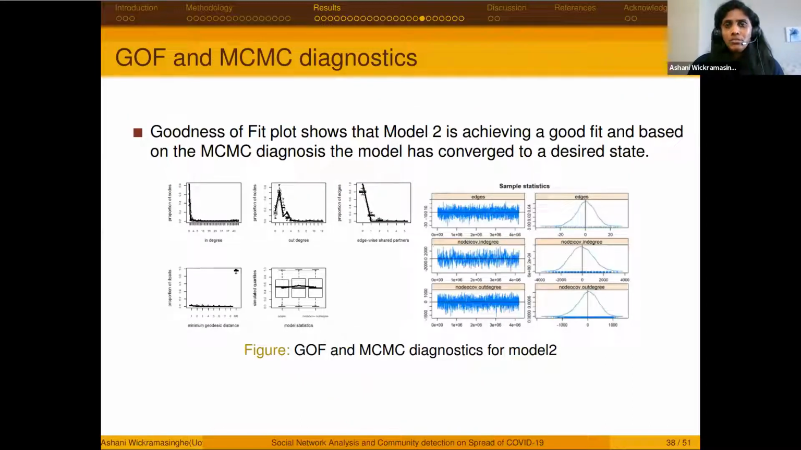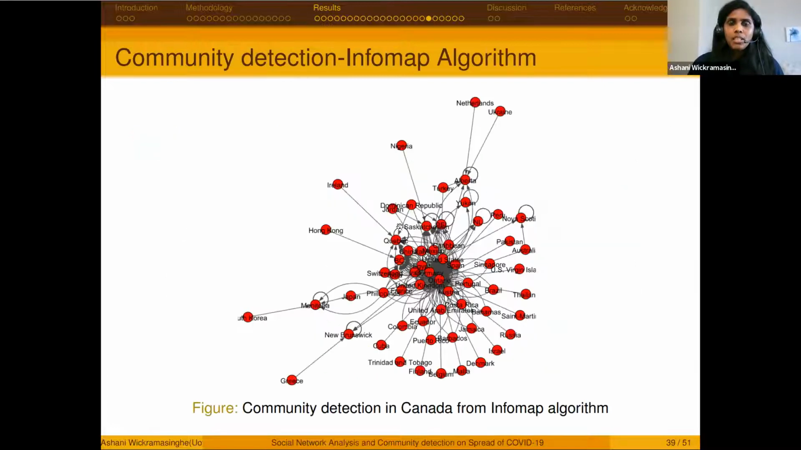Based on the goodness of fit plot and MCMC diagnosis, we can see that model 2 is a good fit and has converged to a desired state. All the density plots are bell curved. So let's see the results of the community detection algorithms.